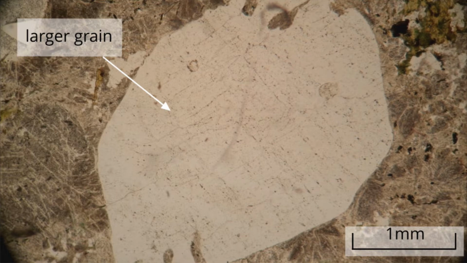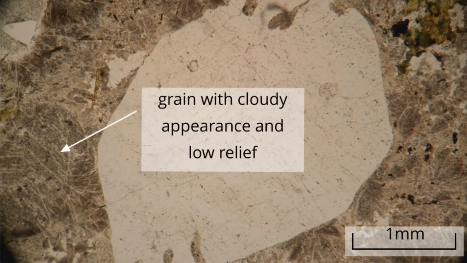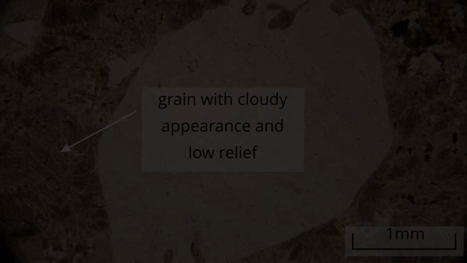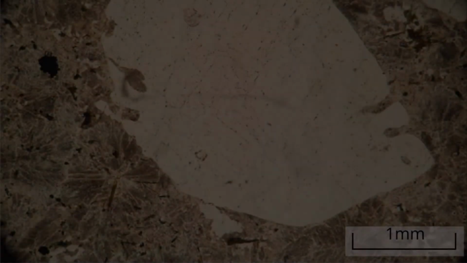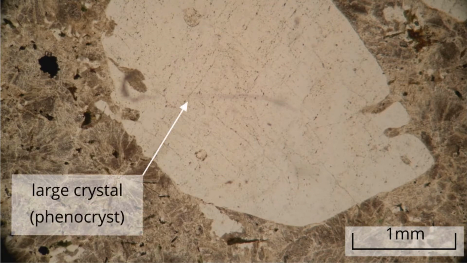size. Under plain polarized light, most of the grains are colourless or cloudy and have low relief, which means that most of them don't stand out from the section any more than the other grains. There are 3 minerals that can be recognised in plain polarized light because they form larger crystals. These large crystals are called phenocrysts.